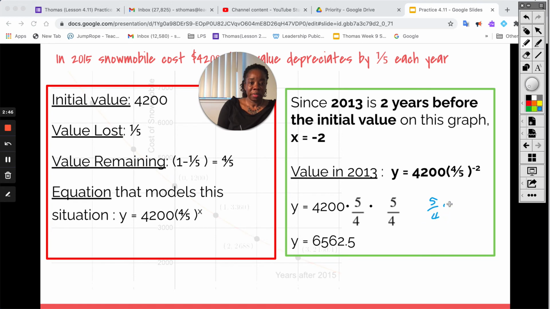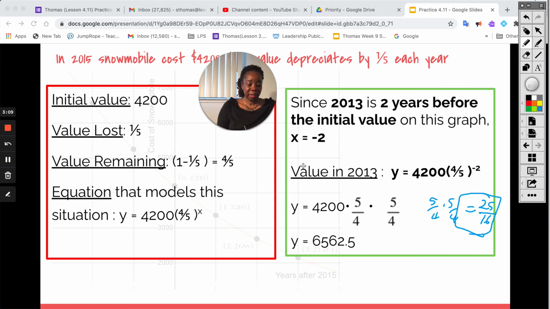How would you simplify that? That is the same as 25/16. So you're really multiplying 4,200 by 25/16. And you can put 25/16 in your calculator, if you want to know what that is equal to, just so we have an understanding.